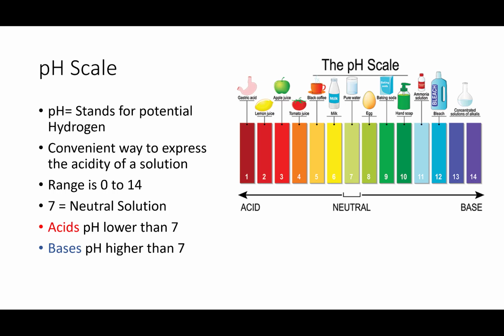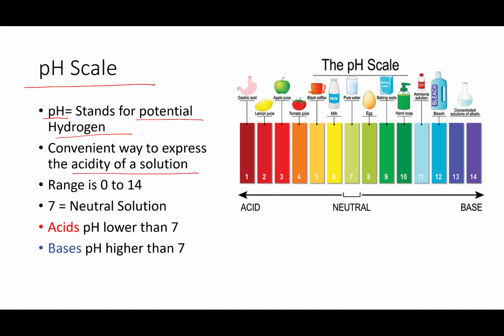Hello, ladies and gents. This time we're going to talk about the pH scale and what the numbers pH stand for and what they actually mean. So first off, the abbreviation pH stands for potential hydrogen. And this is a convenient way to express how acidic or how basic a solution is.